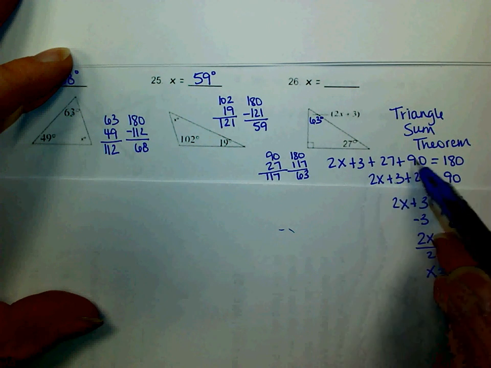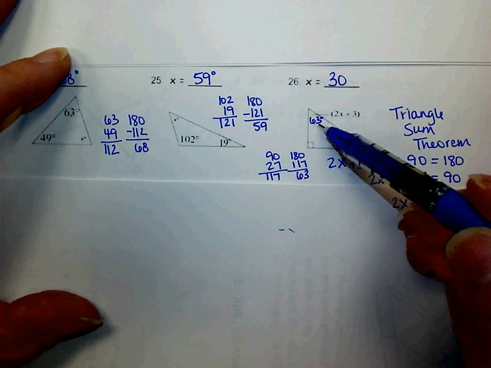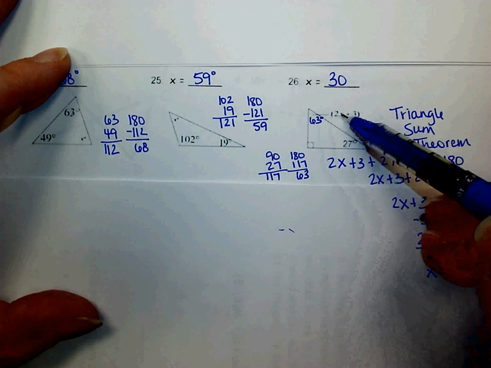But x is 30, not 30 degrees. The angle is 63 degrees. The value of x is 30. 30 times 2 is 60, plus 3 is 63.